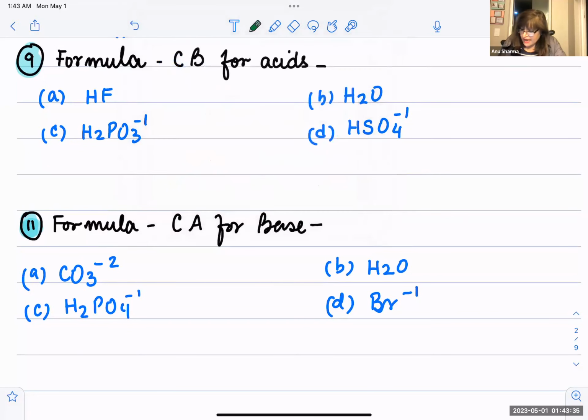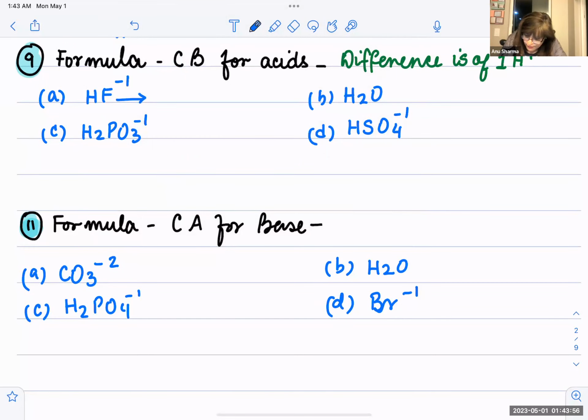Remember that for conjugate acids or bases, the difference is of 1 hydrogen ion. So the difference is of 1 hydrogen ion. Okay, so HF, let's do this. HF, when it releases 1 hydrogen ion, it gives you fluoride ion. And what is a fluoride ion? If HF is an acid, so this becomes the conjugate base of HF.